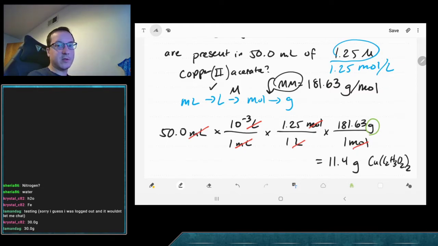Don't let me keep choosing these complicated ions. This copper 2 chloride would have been so much easier. Oh well. So is this one okay?